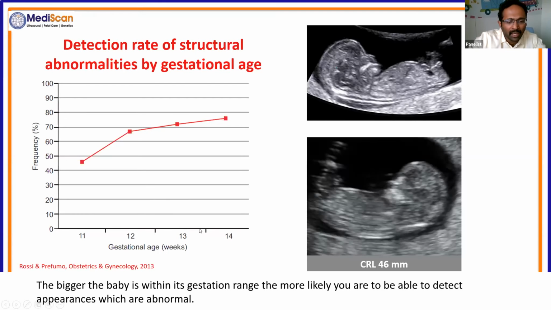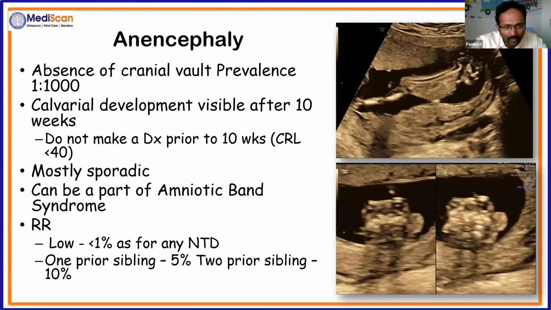If you look at this, by the time the pregnancy reaches 14 weeks, the detection rate of structural malformation is close to 75%, while at a CRL of 45 mm, it is an abysmal 45%. So an ideal time to look at the baby to assess the structural anatomy is somewhere between 12 and 13.5 weeks, because that is when you will be able to do an optimal screening for aneuploidy and also assess for structural malformations of the baby. So let's start looking at the common malformations, and we shall go through systematically from the head to the foot of the baby.